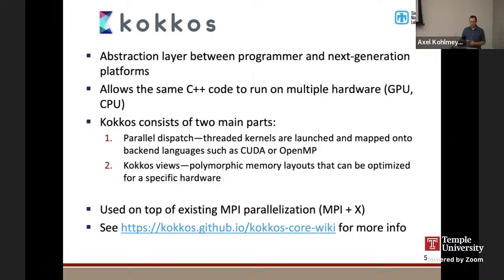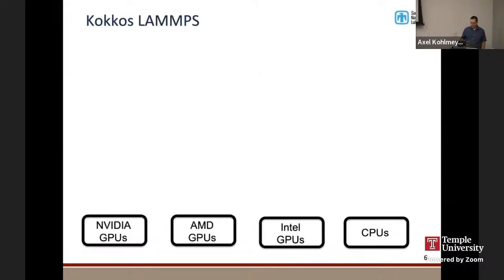So how does it work? Kokkos is really 2 main parts. First is parallel dispatch. This is taking a kernel and mapping it onto different backend languages like CUDA. And then there's also Kokkos views. So these are multi-dimensional arrays that you can change the layout and different properties. You can optimize for certain hardware at compile time. This is used on top of MPI and LAMMPS, and Kokkos is open source. It's used in many different projects, not just LAMMPS. So you can learn more about Kokkos on their wiki.